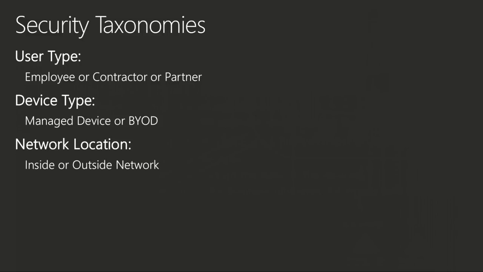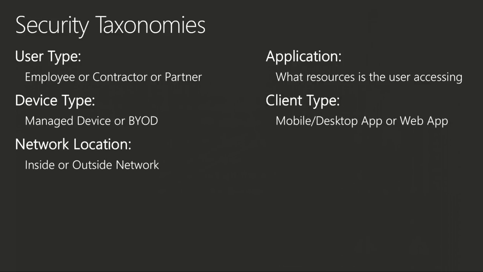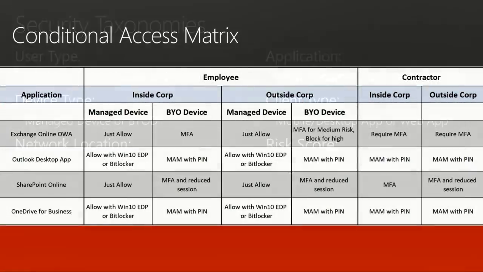And then you start layering on the network. Is it inside access or outside CorpNet? And then the application. Is it an HR app that's super important? Is it Exchange? Is it SharePoint Online where it's just your homepage? And then you think about the client type. We treat web differently than maybe a mobile app or a thick app like Outlook. And then what's the risk score going to be? And when you run through all six of these, you're going to hopefully spit out a nice matrix like this.